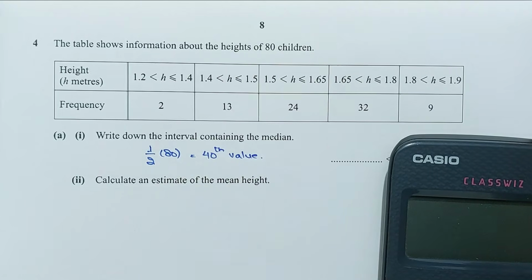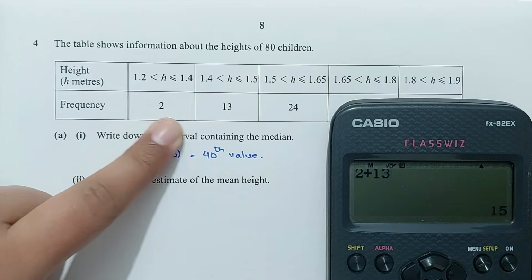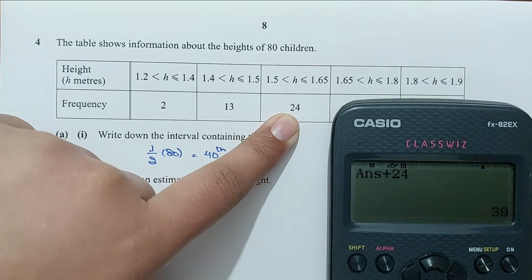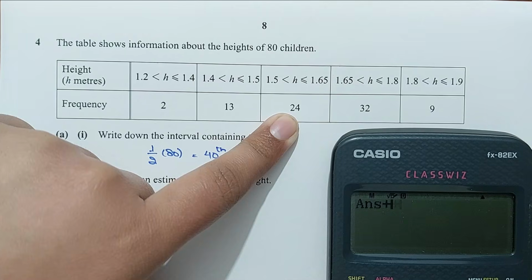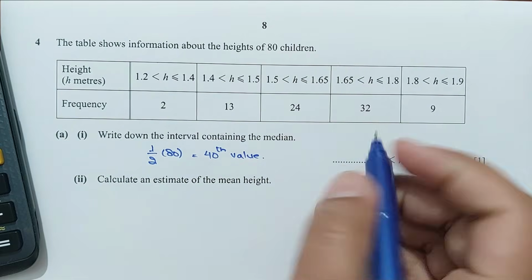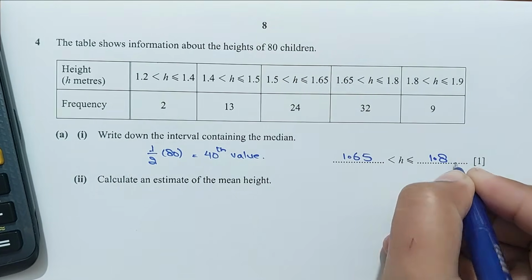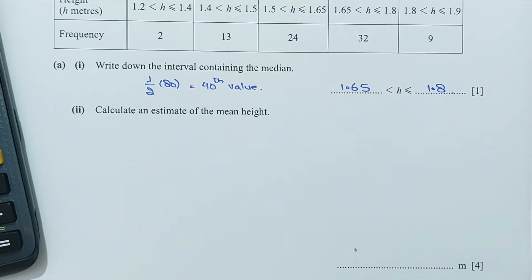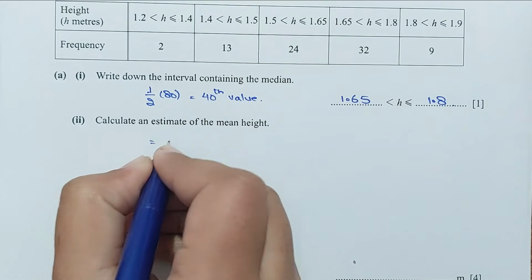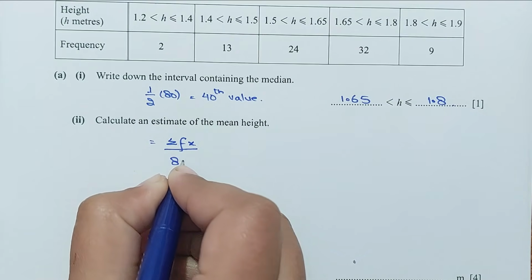Where is the median? Let me check. So we have 2 and then plus 13 makes 15, plus 24 makes 39, and plus 32. The 40 lies over here. So in this interval, 1.65 to 1.8. Right. Now for second part, calculate an estimate of the mean height. Mean we know is sum of fx divided by the total number of children at 80.